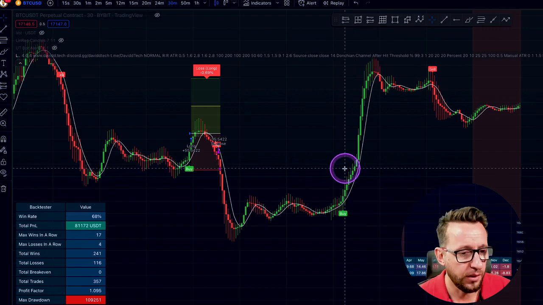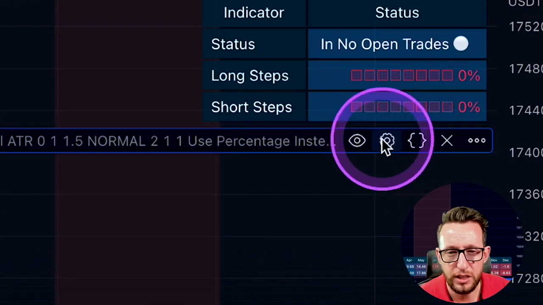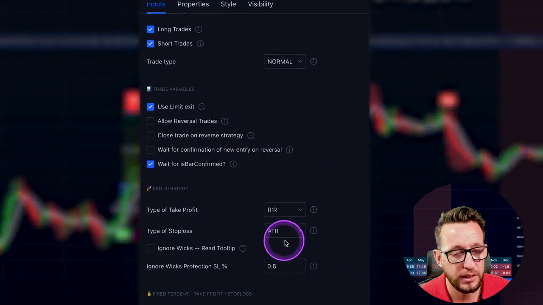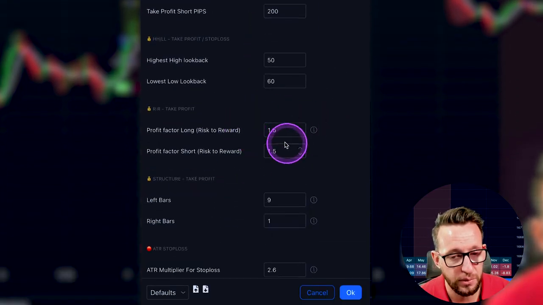So going to go through the rules of the setup that I've found. I haven't really changed much. I've decided to set my stop loss and take profit at the ATR instead. That seems to work quite well. I'm going to use a 1 to 1.5 risk to reward for that.